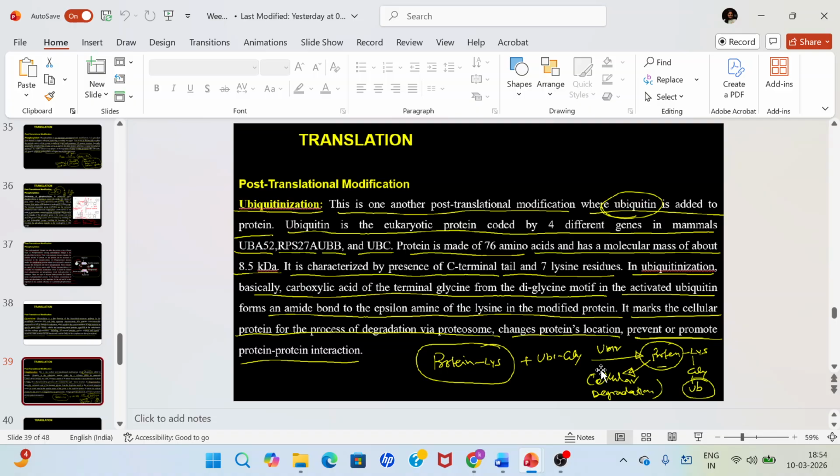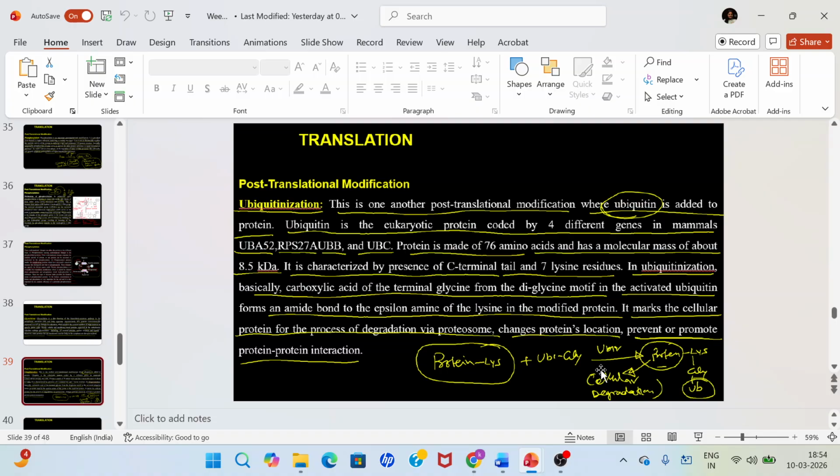Now what happens in ubiquitination is that the carboxylic acid of the terminal glycine, basically the C-terminal of the terminal glycine from the diglycine motif in the activated ubiquitin, forms an amide bond to the epsilon amine of the lysine in the modified protein.